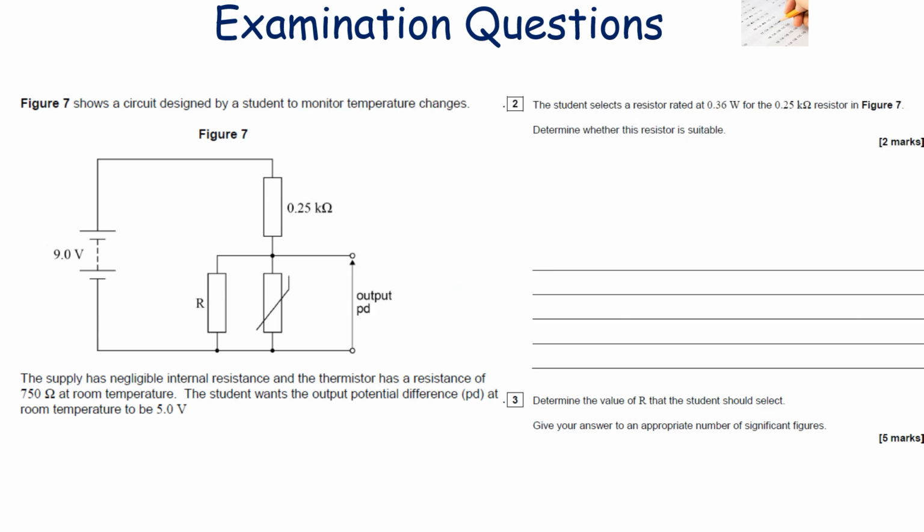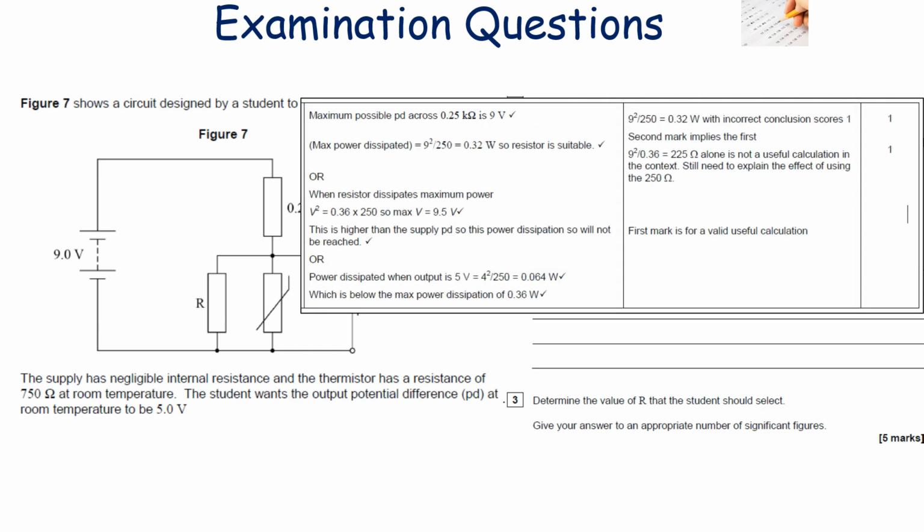0.32 watts. So it's asking whether this resistor is going to be suitable. Now it will be suitable because it's rated at 0.36 watts. It's going to be therefore below 0.36 watts, so therefore it's not going to be possible for that.